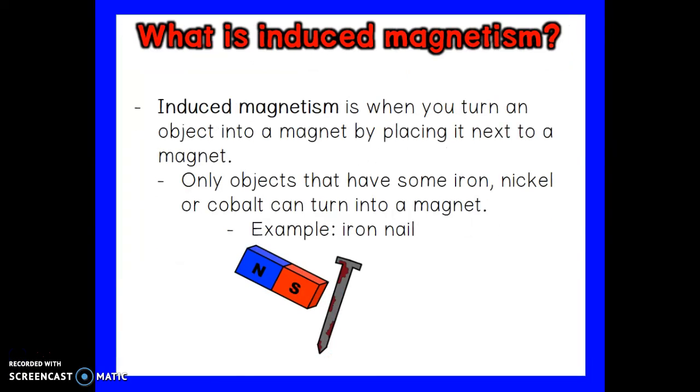You can create your own magnets using induced magnetism. Induced magnetism is when you turn an object into a magnet by placing it next to an actual magnet. It's important to understand that this can only work with objects that contain some iron, nickel, or cobalt. An example would be taking an iron nail and placing it next to a magnet.